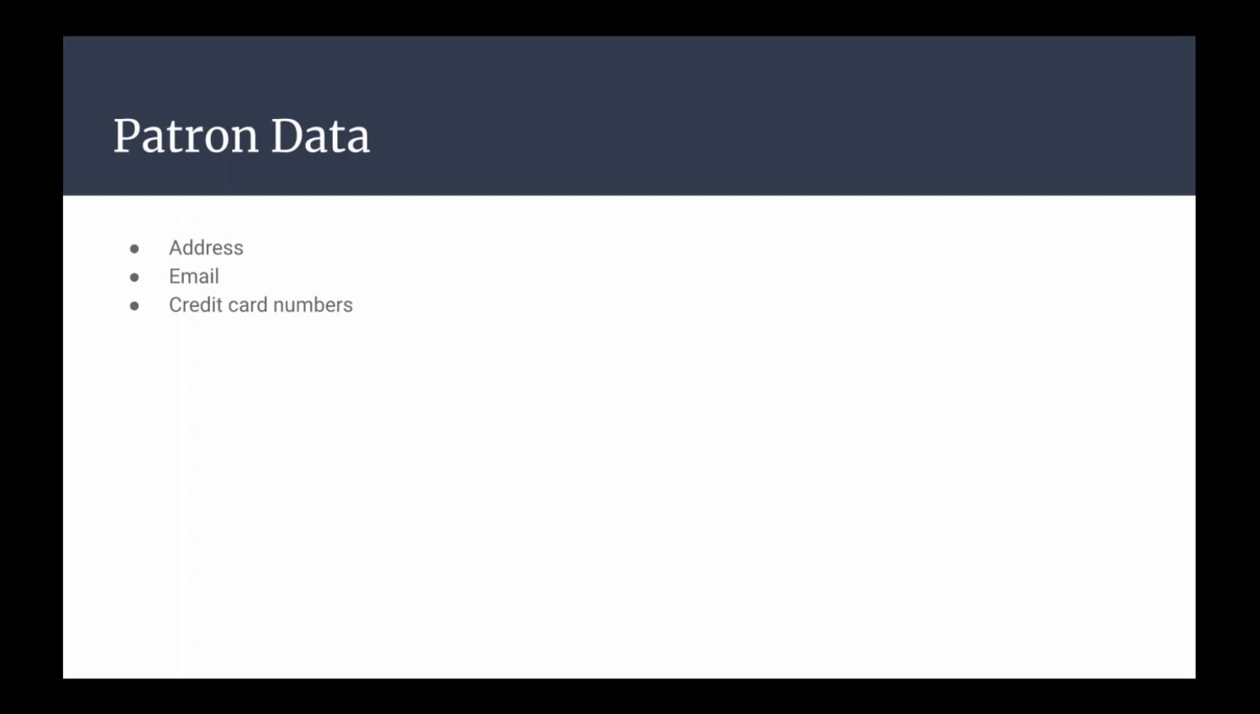Patron data comes in many different forms, each of which libraries strive to safeguard. Some data represents information that is given to the library to facilitate services. That includes addresses, email addresses, and credit card numbers, all examples of this kind of data. Other data is generated by the patron's use of the library. These include titles checked out, websites browsed on public PCs or through library Wi-Fi, research articles, and reference questions.